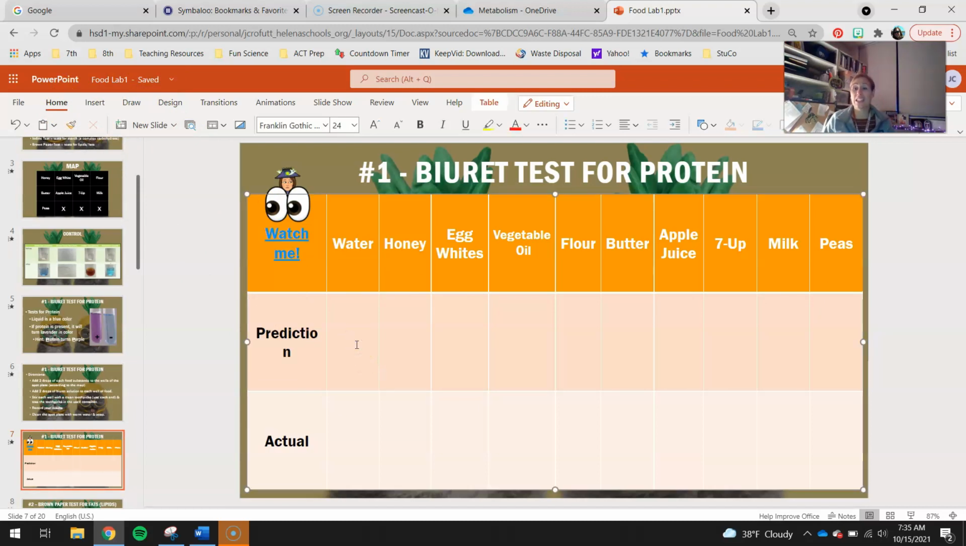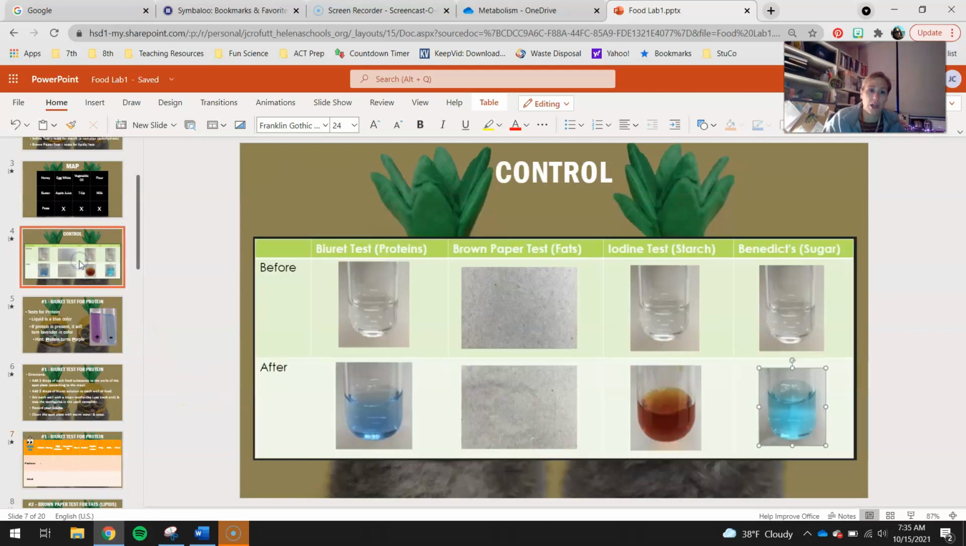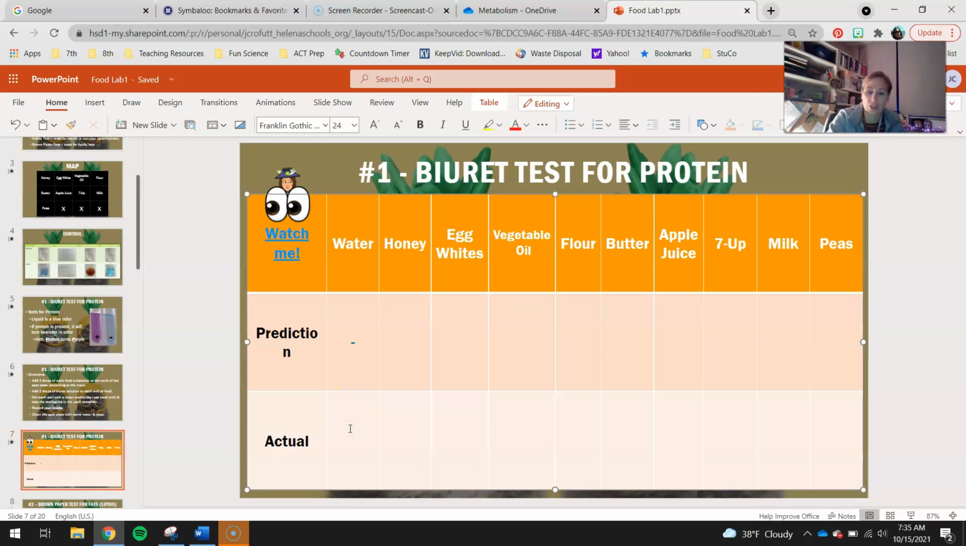If you think protein is in this substance, you guys will put a plus sign. Okay, we already know the results for our water. We can make a prediction that water shouldn't have anything in it, so I'm going to put a negative sign. And we in fact tested it, and you guys saw on the picture in slide 4 that there is no protein in it. So for our actual results, we're going to put a negative sign.